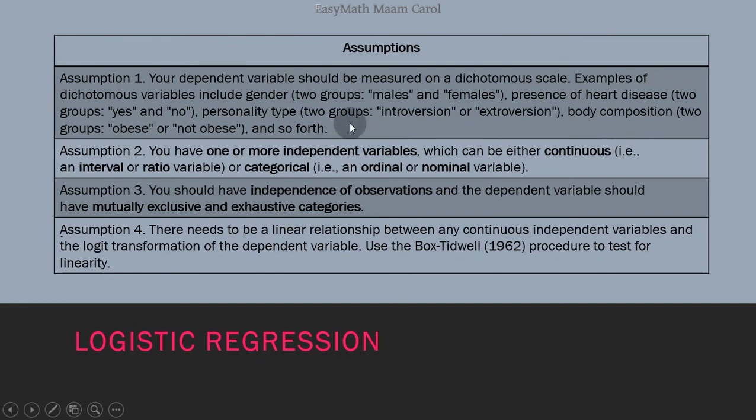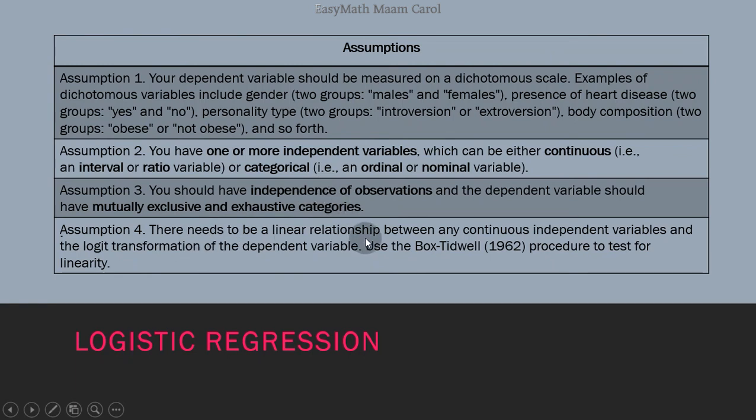Dalawa lang dapat dito. And then yung assumption 2, you have one or more independent variables. Pwedeng isa lang, pwedeng madami. And then, pwede siyang continuous or categorical. Basta't yung dependent mo, importante to, dalawa lang lagi. Ito kahit ilan. And then you should have independence of observation. Again, syempre, walang kinalaman sa isa't isa.